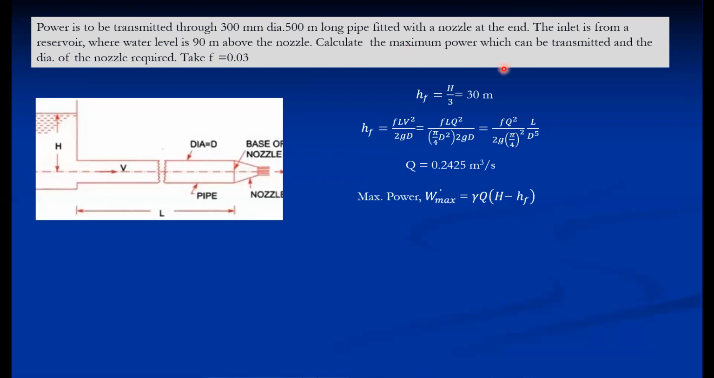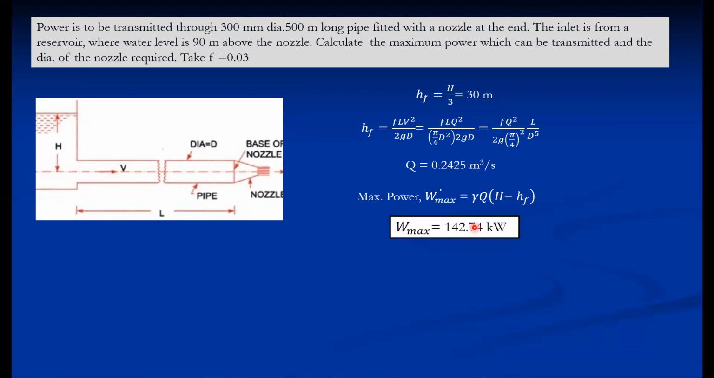Or we can directly write the formula for maximum power first. Now check which quantities are given, and which quantities need to be determined. In this case, HF is not given, but we know the condition for maximum, so HF we can calculate. Then Q is not given, but once we know HF and if we have the dimensions of this pipeline, we can easily calculate Q. Then we can put these values here and calculate maximum power.